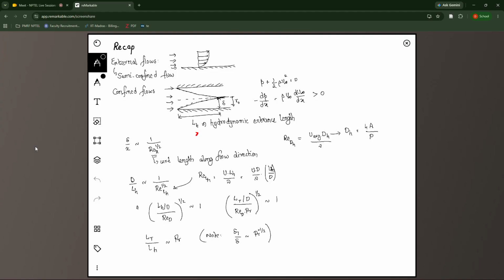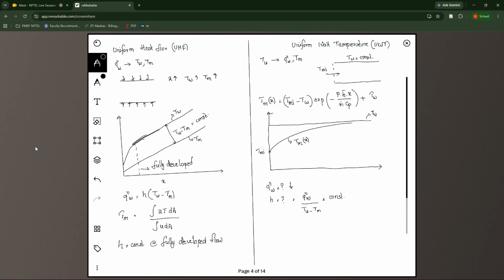And from the scaling analysis, we determine that this scales with Reynolds number, and this scales with Peclet number. The thermal entrance length scales with Peclet number, and the ratio of thermal to hydraulic entrance length will scale as Prandtl number. Subsequently, two different cases are studied. One is the uniform heat flux, the other one is uniform wall temperature.